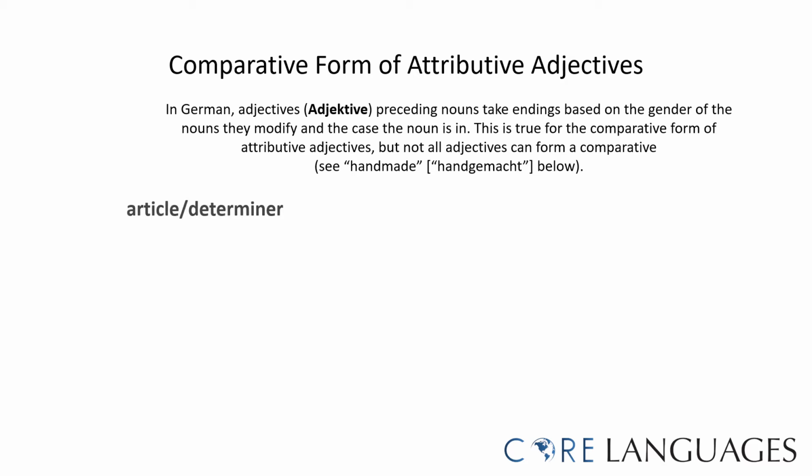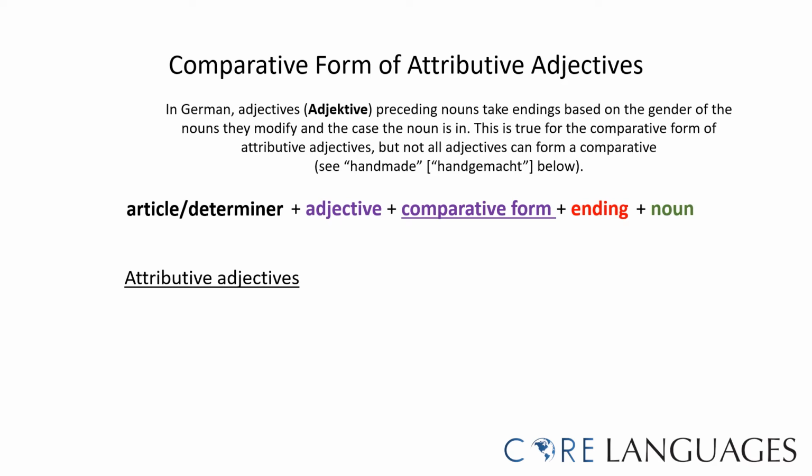In a sentence, we would start with an article or a determiner. Then we would have the adjective and the comparative form. And then we have an ending based on the gender and the case of the noun.